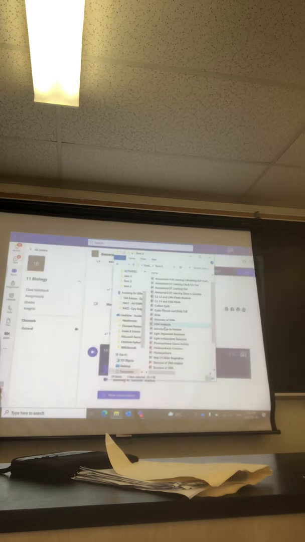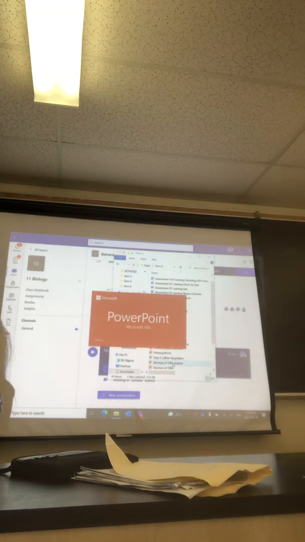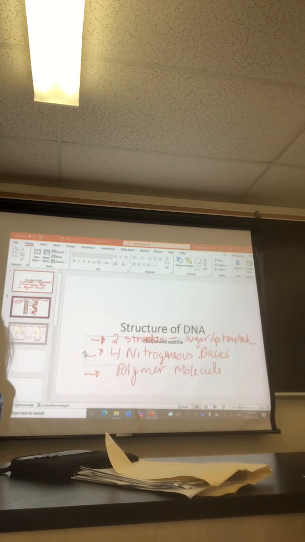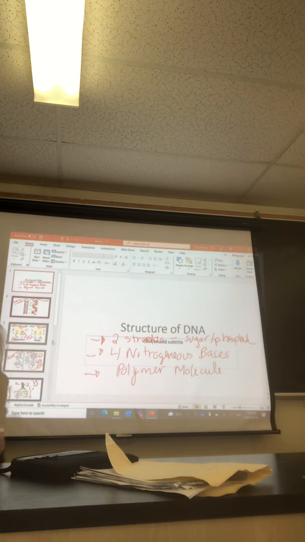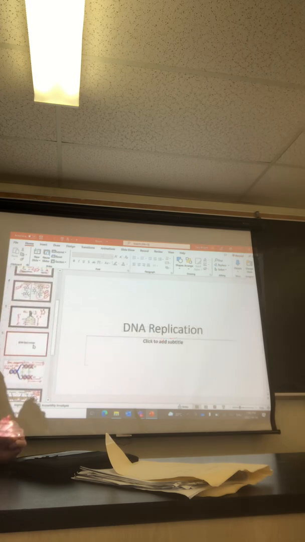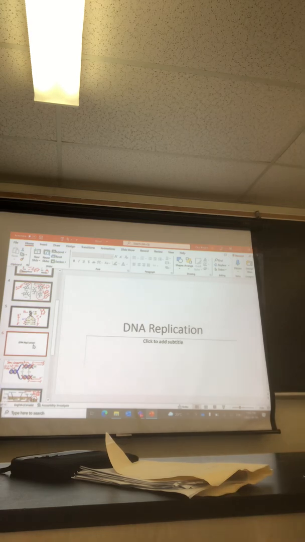All right, now one of the things we talked about, and there's not a lot on this either, is DNA. Hold on, let's see if this is the one. This is the structure one that I showed you guys. Okay, DNA replication. I didn't put a lot of DNA replication on this. It is in the multiple choice section though.